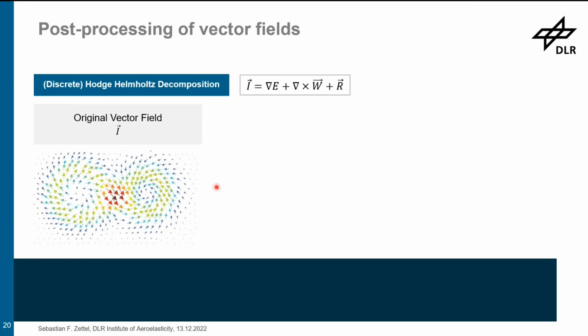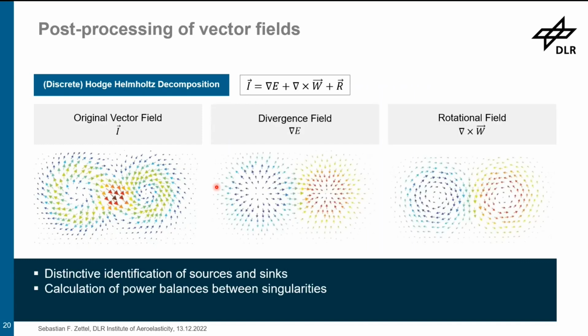So we have a complex vector field here on the left, and when you apply the Hodge-Helmholtz decomposition, you can decompose the field into the divergence field and the rotational field, and also a third component, which is indicated here by R. But basically, this third vector field is just there for mathematical completeness, because it is a constant offset of the vector field. The two more important ones are the divergence field and the rotational field.